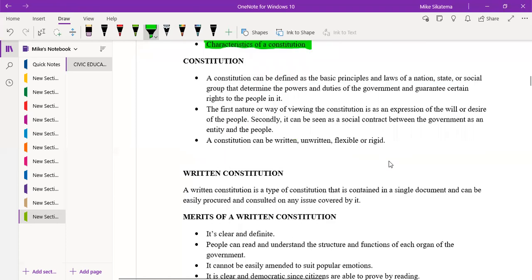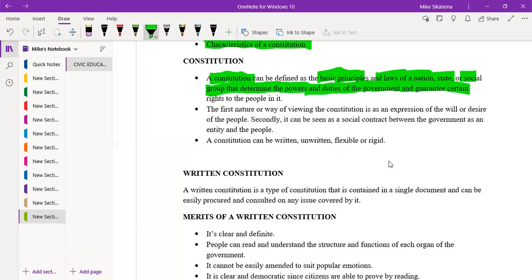So let's go further and define what a constitution is. So in layman's terms, which are very detailed layman's terms, a constitution can be defined as the basic principles and laws. Why I'm saying the basic principles and laws, because sometimes basic principles can be customary, based on the society or culture that a state may be currently in. So a constitution are your basic principles and laws. Laws, they may be written. So basic principles and laws of a nation, a state, or a social group that determine the powers and duties of the government and guarantee certain rights to the people in it.